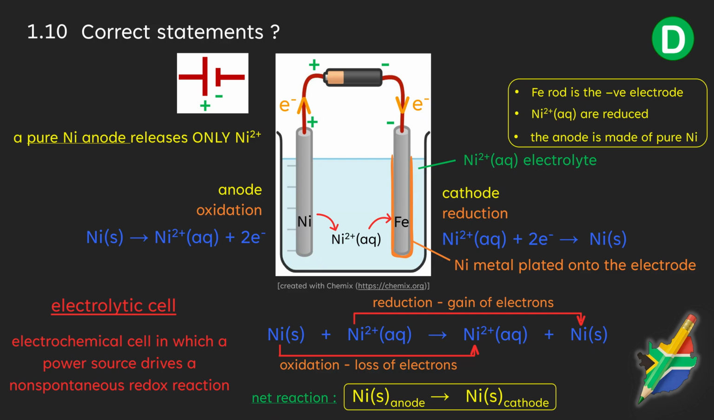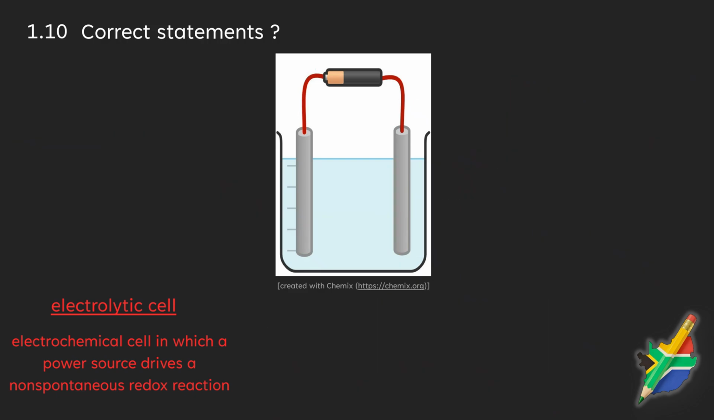Question 1.10. In this question, we are given an electrolytic cell and we are told that we want to plate the iron rod with nickel. An electrolytic cell is an electrochemical cell in which a power source drives a non-spontaneous redox reaction. We are given the cell symbol in the question paper.